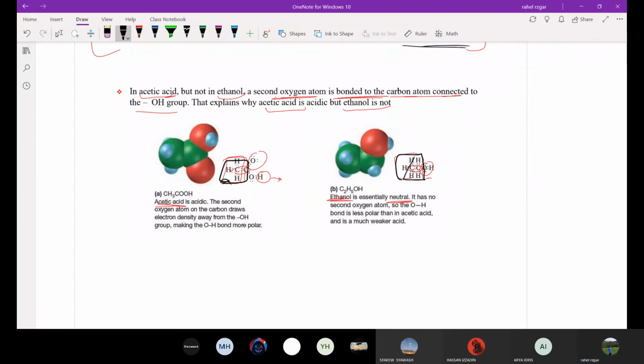We have one more oxygen here. So this one more oxygen makes acetic acid an acid, more acidic than ethanol, just by adding an oxygen.